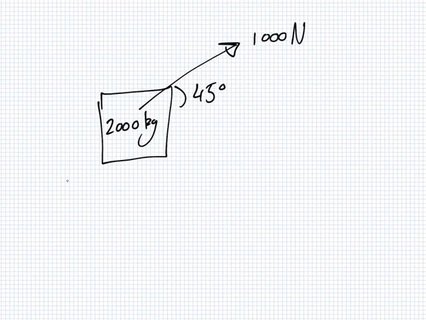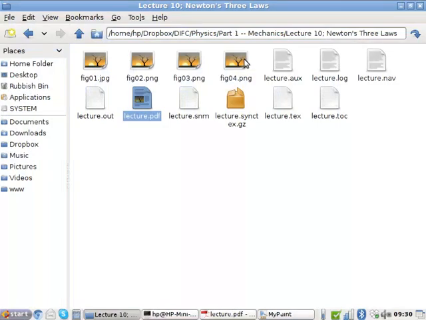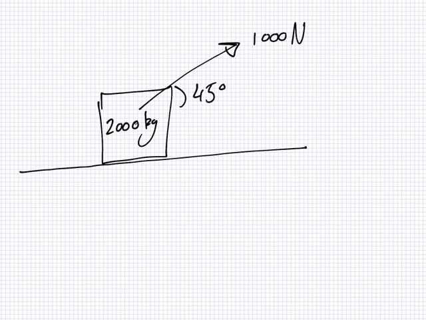Isn't it 200? Is it? Oh, I wrote 2,000. Thank you. Okay. This is 200g. Right, so what do we have to do now that's different?